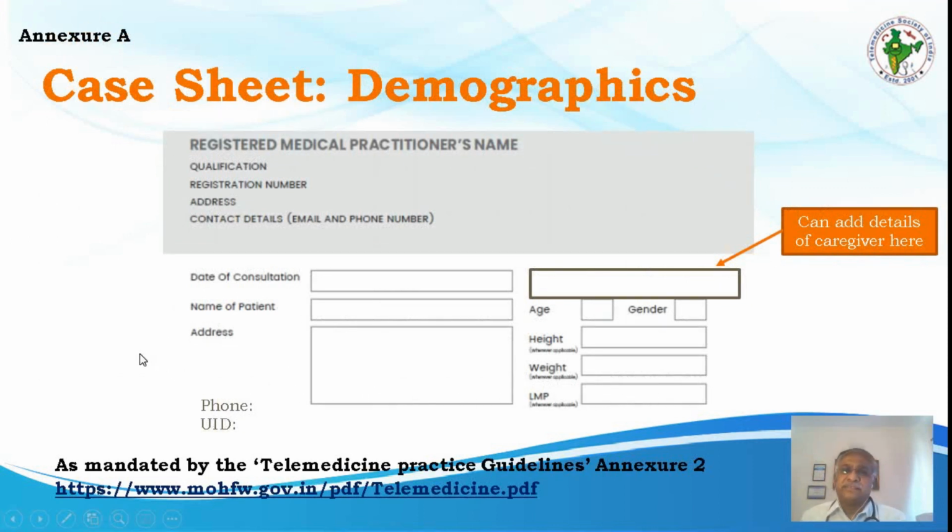Now let's look at the case sheet. It's a very standard case sheet. This is the first part of the case sheet which has demographics in it. Remember, this is as per the telemedicine practice guidelines which you must follow. These minimum pieces of information have to be there. You can add extra information if you so desire. Like, for example, I have added this extra box for the caregiver details. I have added this extra information for the patient's phone, and you can create a unique ID for that consultation if you so desire. But this is the way it should go. This is the minimum information you must have.